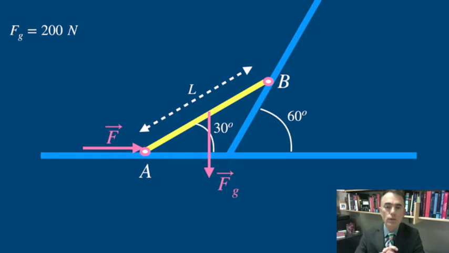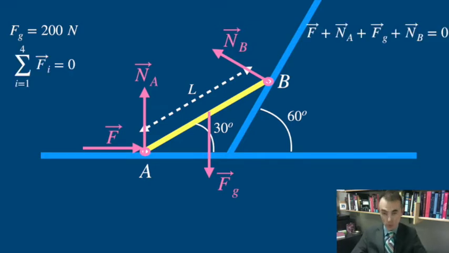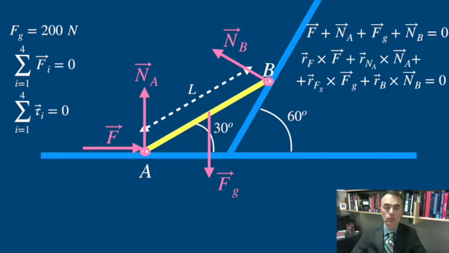We also have the external force F. Then we have 2 points of contact, so we have 2 normal forces, one at point A, another at point B. So we have these 4 forces. Because the bar is in static equilibrium, the sum of all the forces is equal to 0. But also the sum of the torques is equal to 0.